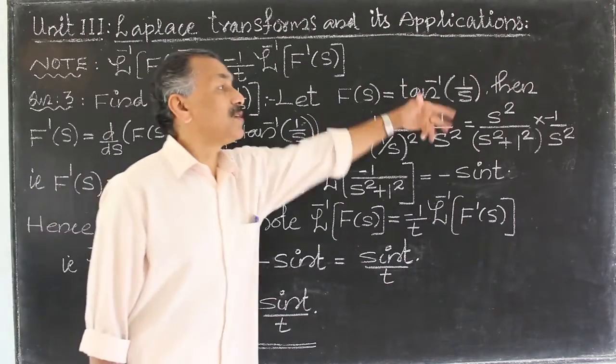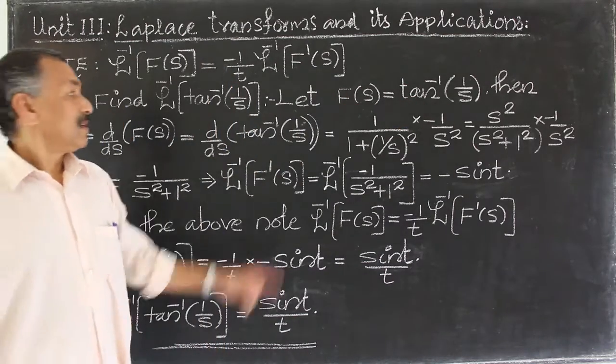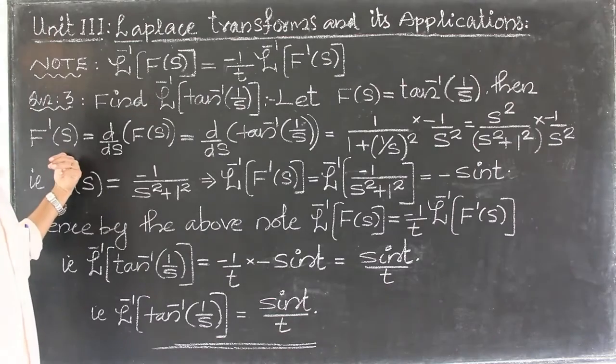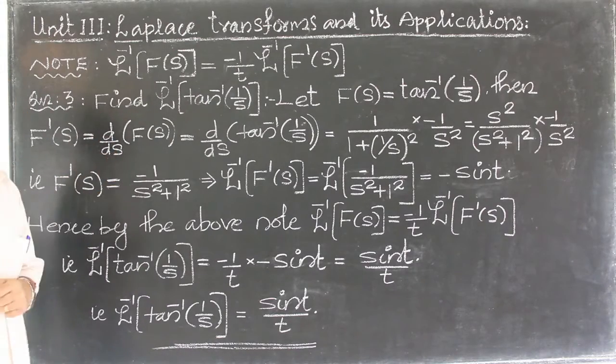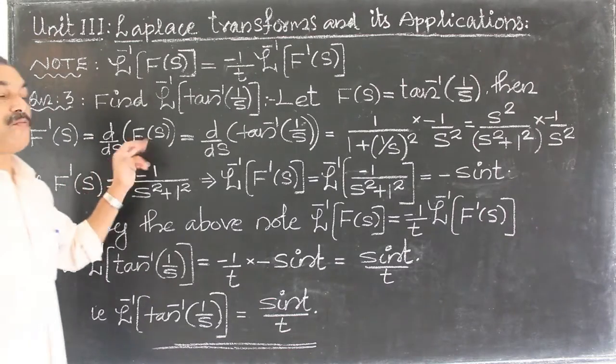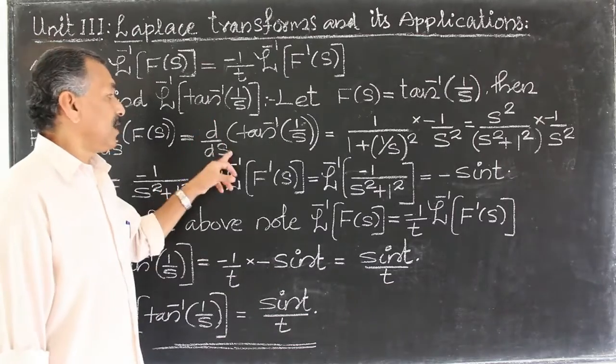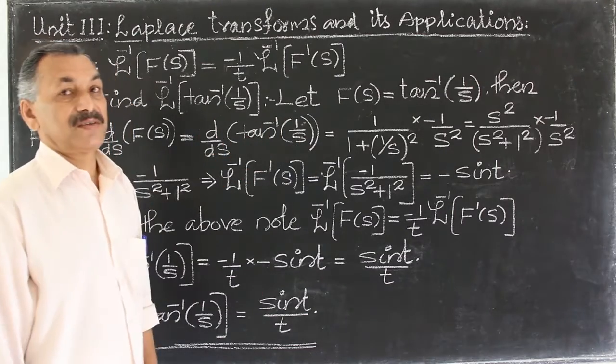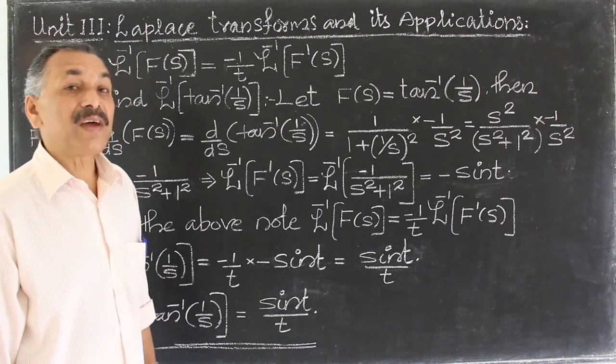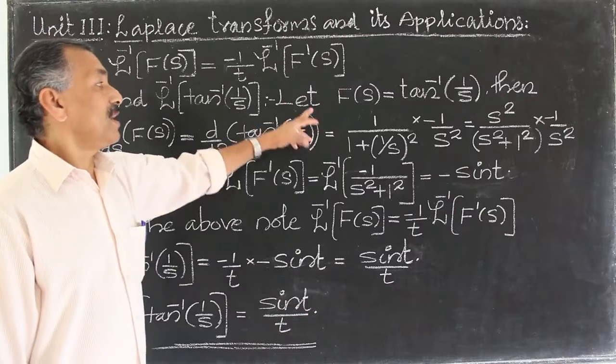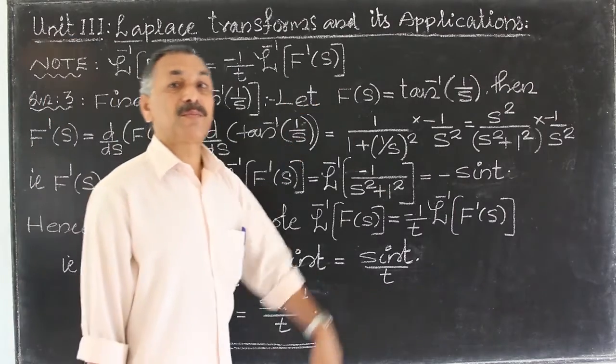Now let f of s is equal to tan inverse 1 by s. Then what is f dash? f dash means the derivative of f of s, that is d by ds of tan inverse 1 by s. What is the derivative of tan inverse x? The derivative of tan inverse x is equal to 1 divided by 1 plus x square.